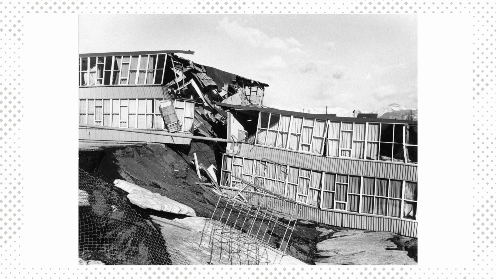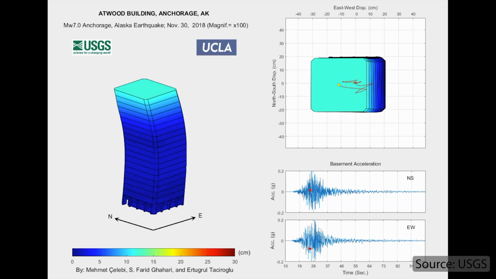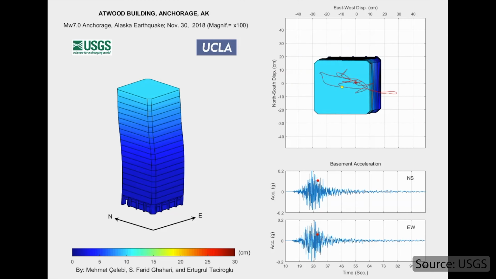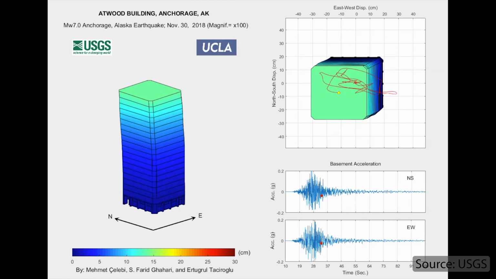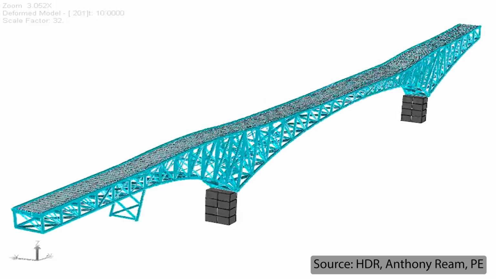To understand how earthquakes impact structures, let's look at this USGS animation. We see as the acceleration increases, the dynamic response of the building amplifies. Here we see a time history response of a multi-span truss bridge.